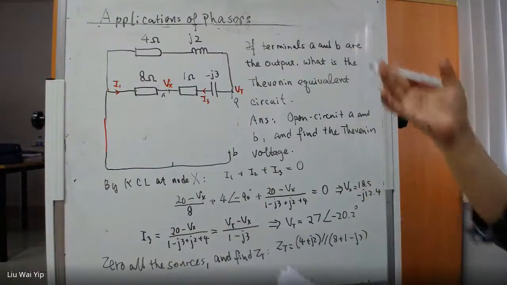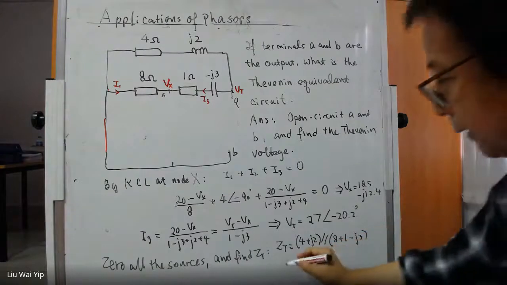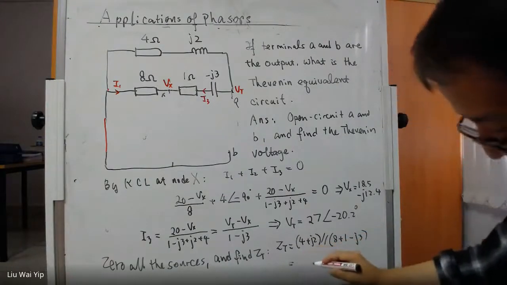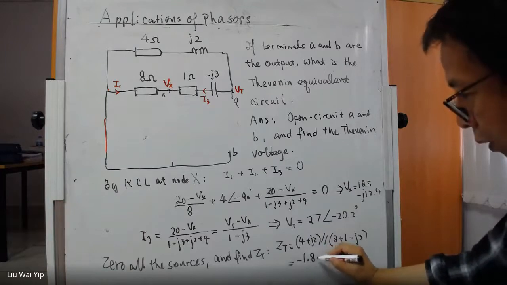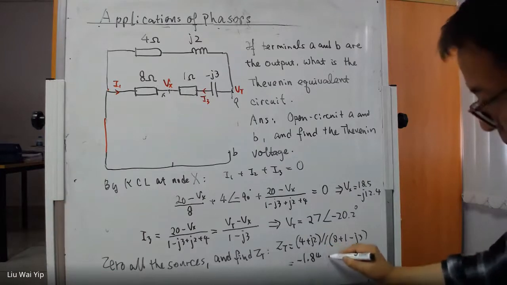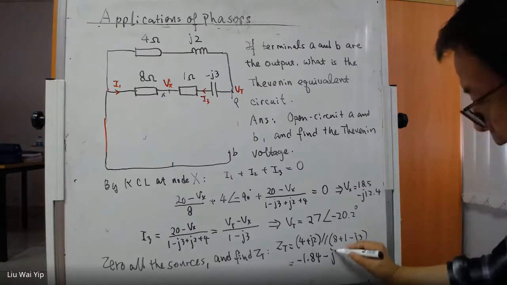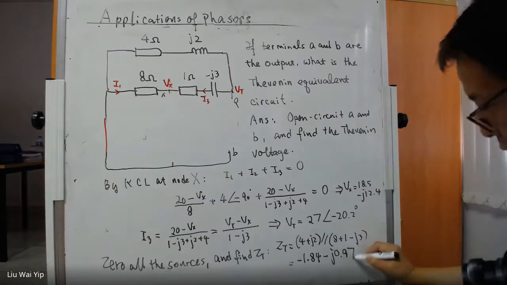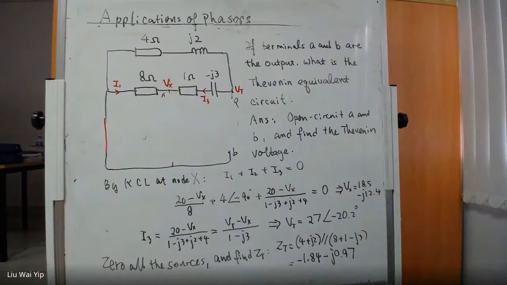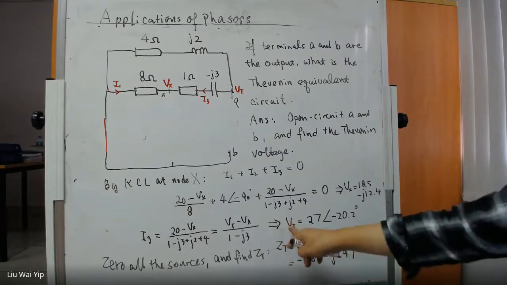If you do it very carefully, then you should end up with an impedance, and the impedance is given by 1.84 minus j0.93. Do I have enough space here? Yes, just enough. So this is going to be the Thevenin impedance, and this is going to be the Thevenin voltage.